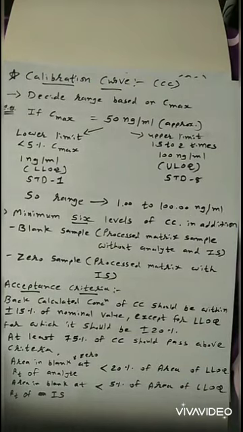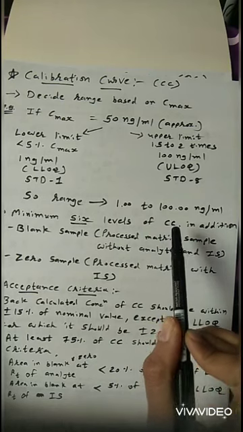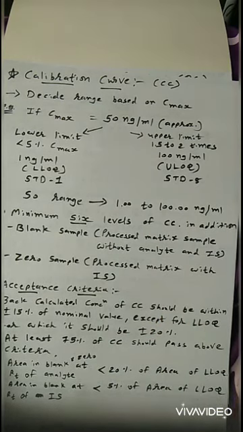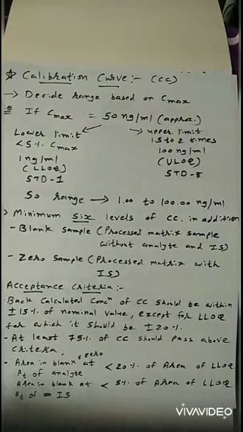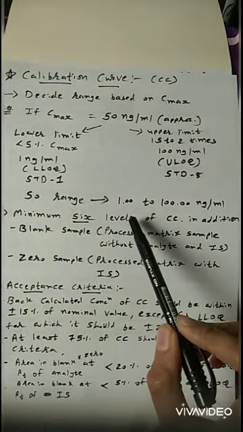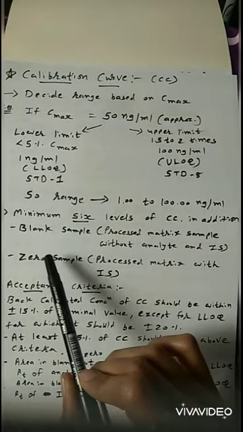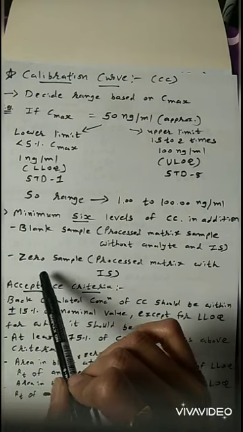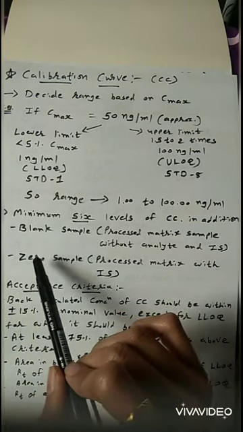Now, as per regulatory requirement, a minimum of 6 levels of the calibration curve is required. That means at least we require standard 1, 2, 3, 4, 5 and 6. But generally in our practice we take 8 standards. In addition to these 6 levels of calibration standards, we also require the blank samples and zero samples. Now, the blank sample and zero sample are not part of the calibration curve, but these two samples should be run before running the calibration curve.